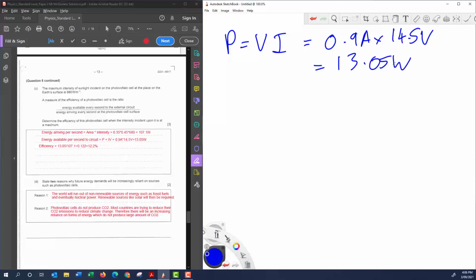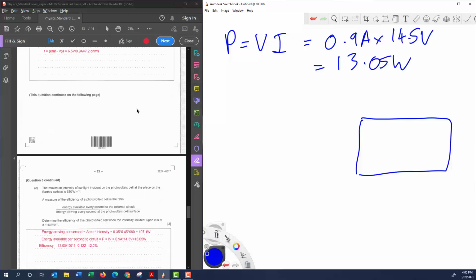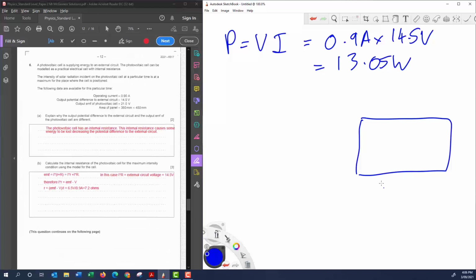And then we've got to divide that by the amount of energy arriving at the photovoltaic cell's surface every second. The way I can figure this out is, this is going back to a waves topic. I've been told that I've got a surface which has a particular area. They haven't actually told me the area, but on the previous page they did tell me the dimensions of this panel. They said that it was 450 millimeters, or 0.45 meters. And this one was 350 millimeters, but I'll just make it 0.35 meters. So I can figure out the area just by multiplying those two things together.